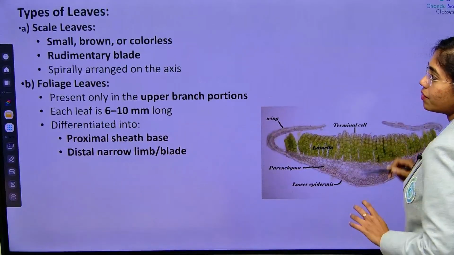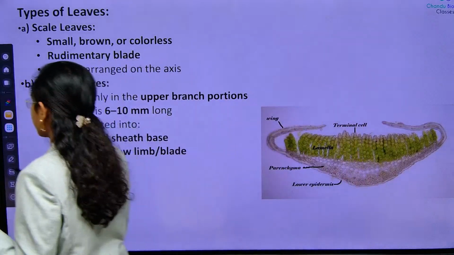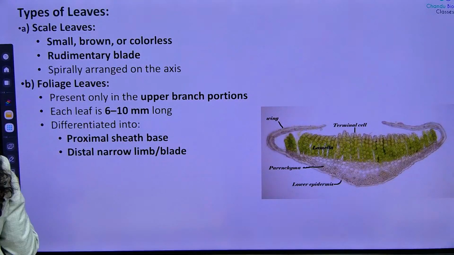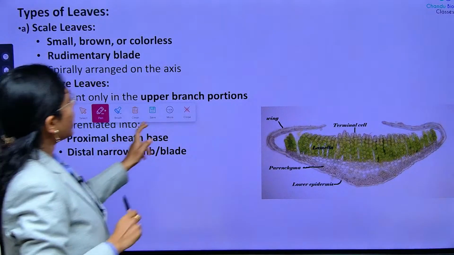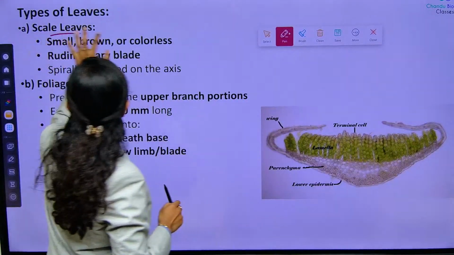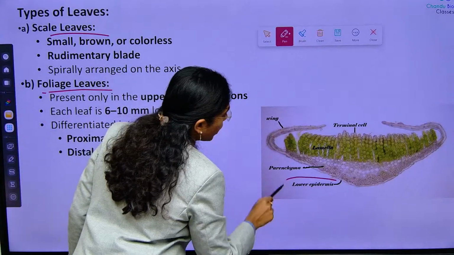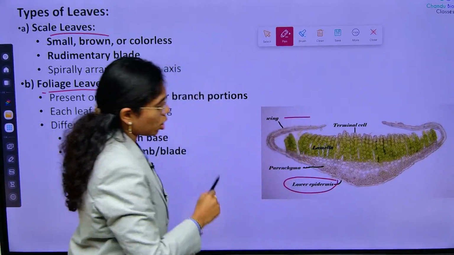What type of leaves are present? Two types of leaves, scaly leaves and foliage leaves. And here you can see two epidermal layers again. Lower epidermis is present, upper epidermis is also present.